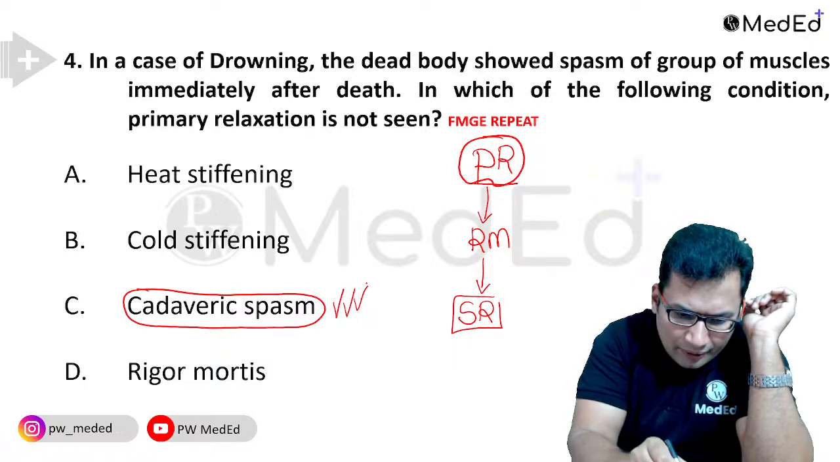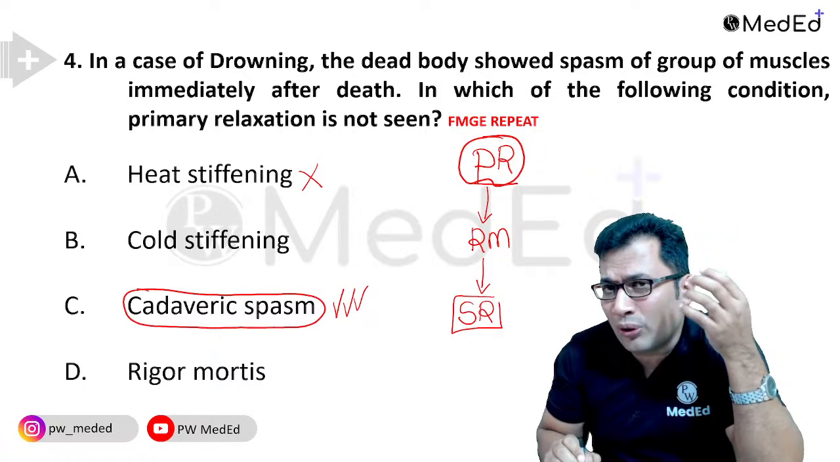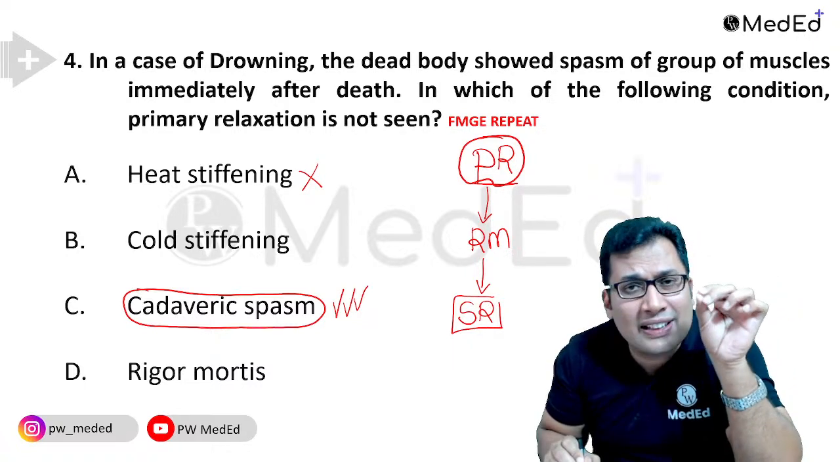Heat stiffening. In heat stiffening, there can be coagulation of all the muscle protein and the appearance is known as pugilistic attitude.